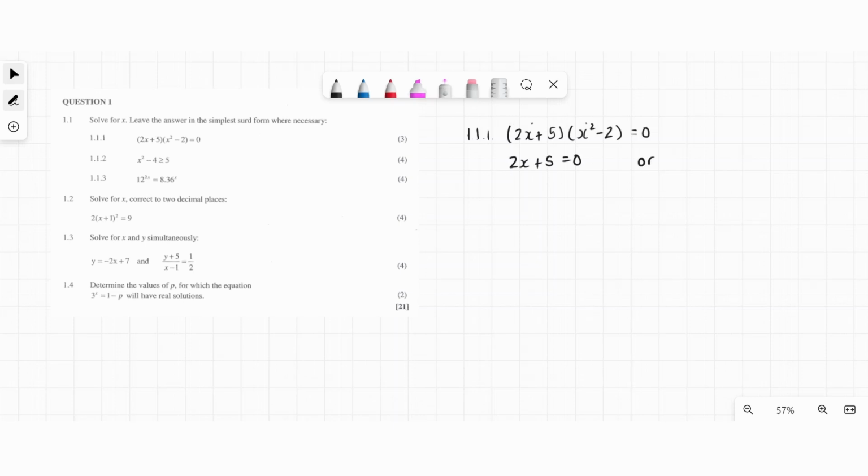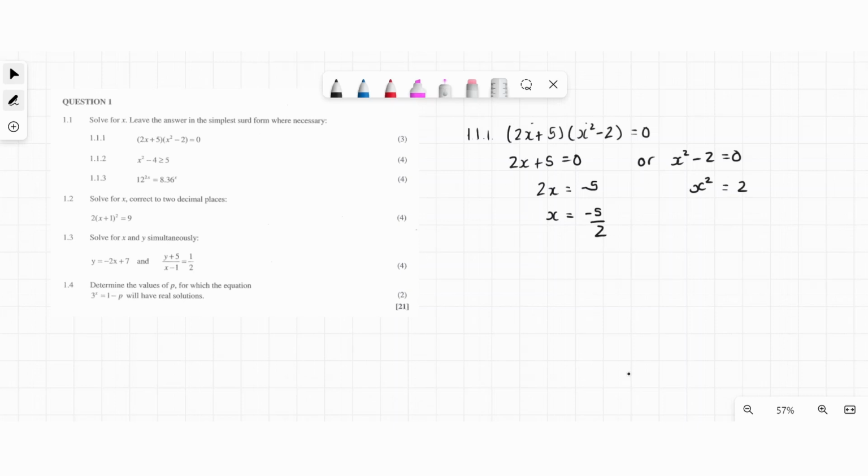or. So take the 5 to the other side. Divide both sides by 2. So x is going to be equal to -5 divided by 2. Then for the other side, we're going to take the 2 to the other side. So you're going to have.